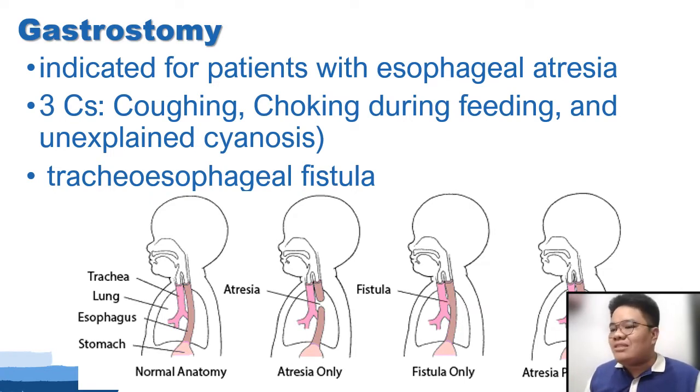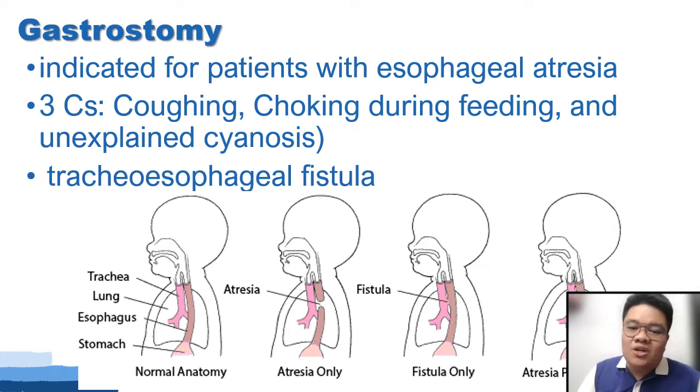Now, you might be wondering, sir, if it's already there in childhood, can the child survive until adulthood? Yes, they can. In fact, it is through the gastrostomy tube that they will be able to survive until adulthood. When I talk about esophageal atresia, you have the three C's. Your three C's are as follows: coughing, choking during feeding, and unexplained cyanosis. So the three C's are coughing, choking, cyanosis. Those are the three C's of your esophageal atresia.